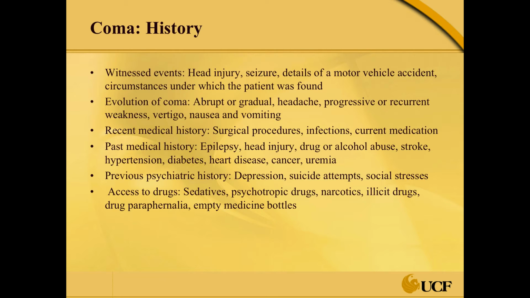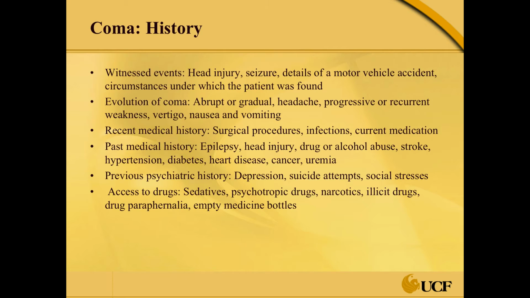How about evolution of the coma? Is that evolution happening abruptly or gradually? Does the patient have a headache? Or did they report a headache at any time? Progressive or recurrent weakness, vertigo, nausea, and vomiting. Recent medical history that might indicate problems with neurostatus that can lead to this, like prolonged surgical procedures or complicated surgeries where a high dose of anesthesia had to be used for an extended period of time. Infections, current medications that the patient's on, particularly like we've said, those that have strong anticholinergic properties to them.